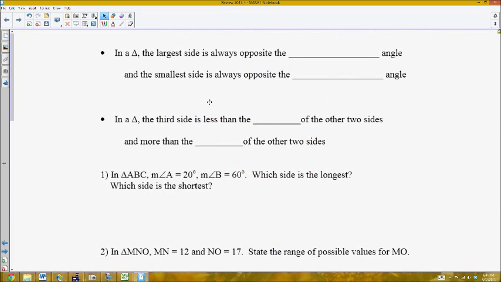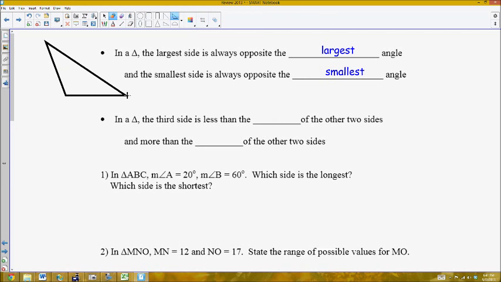Okay, next page. In a triangle, the largest side is always opposite the largest angle, and the smallest side is always opposite the smallest angle. And if I look at a triangle, that can start to make sense. Notice in my triangle that my largest side here is across from my obtuse angle, and my smallest side here is across from the smaller of my two acute angles. That's all that's saying. In a triangle, the third side is less than the sum of the other two sides, but more than the difference of the other two sides.